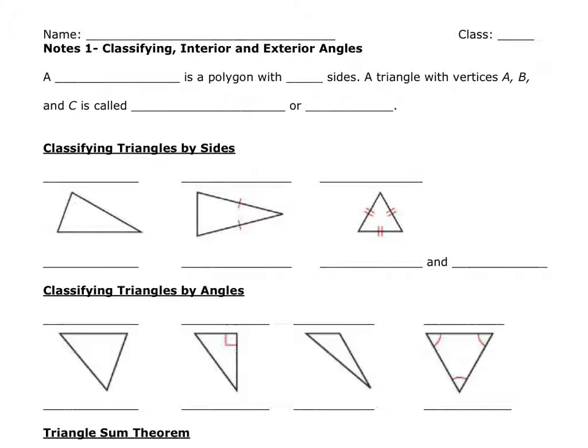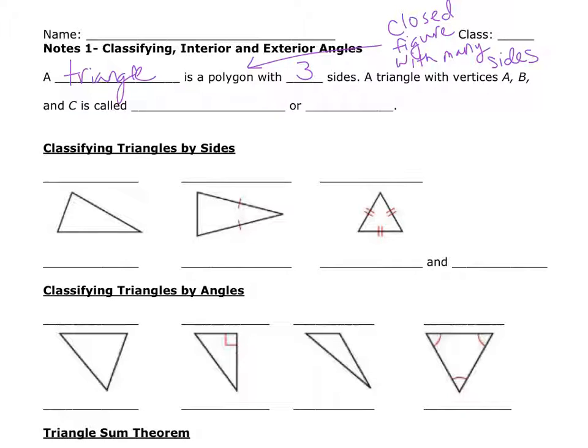In this unit, we're going to talk about types of triangles and how to classify them. First off, we need to know what a polygon is. A polygon is a closed figure and it's going to have many sides. So if we have a triangle that is a polygon, it will have 3 sides, and a triangle with vertices A, B, and C is called triangle ABC.